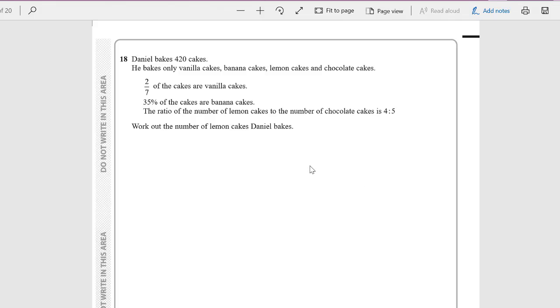Question 18. Daniel bakes 420 cakes. He bakes only vanilla cakes, banana cakes, lemon cakes, and chocolate cakes. 2/7 of the cakes are vanilla cakes. 35% of the cakes are banana cakes. The ratio of the number of lemon cakes to the number of chocolate cakes is 4:5. Let's see if I can highlight some stuff as well.